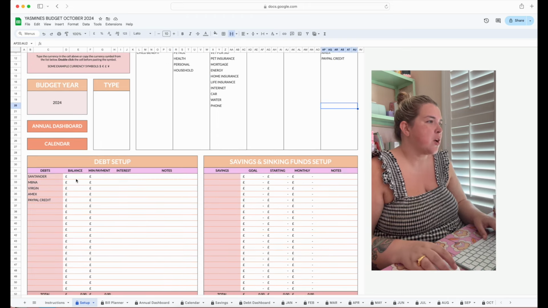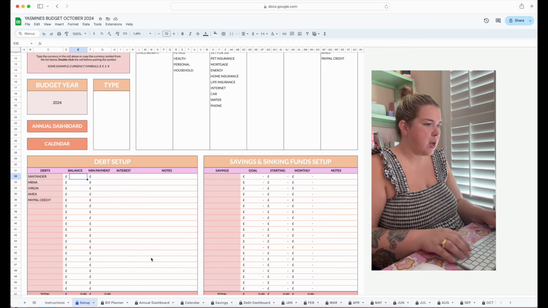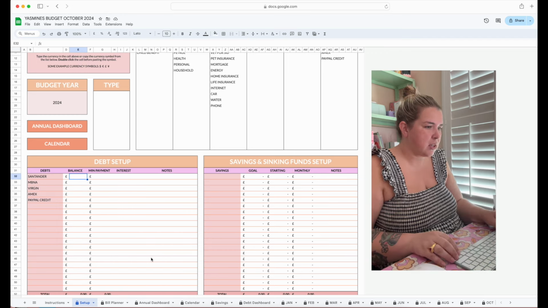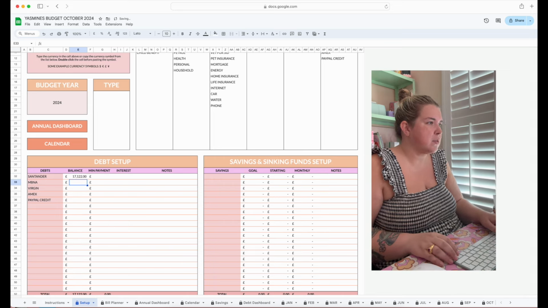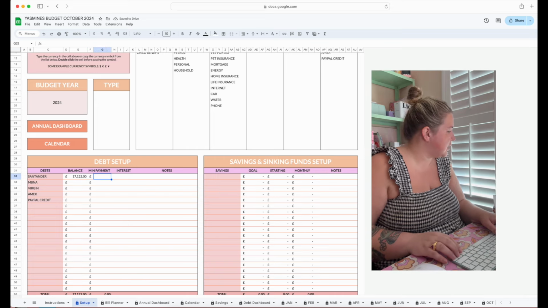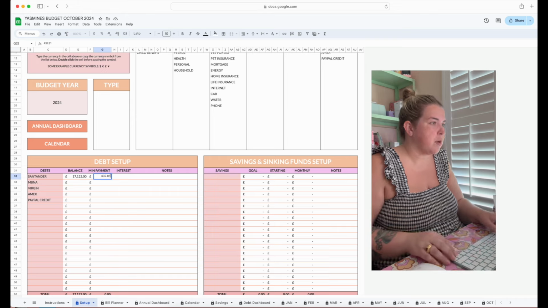So yeah, balances for my debt. Let's have a look on my phone because I have made a list. Santander is at £17,122, and I'll get the minimum payments. The minimum payment is 437.81.